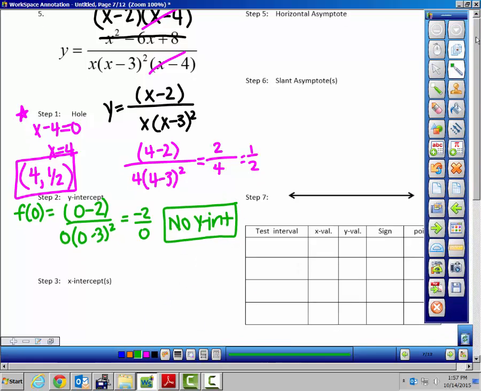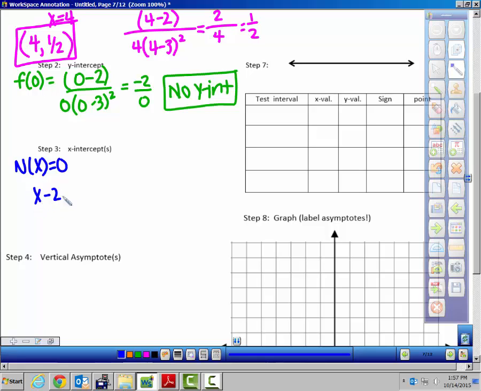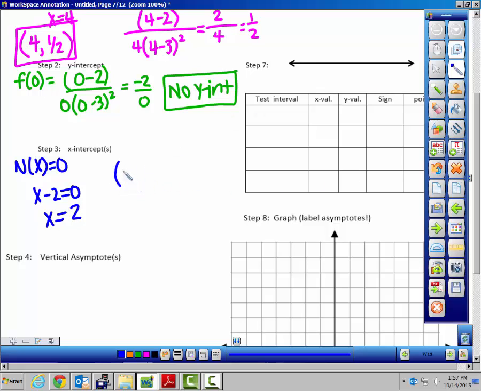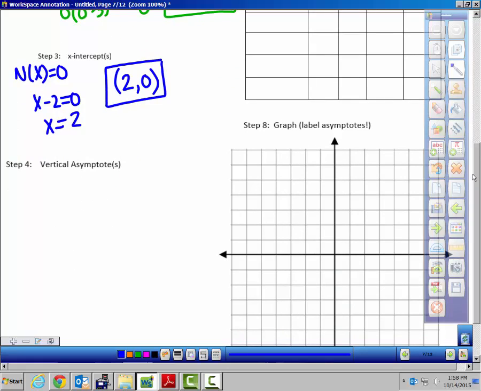And then to find your x-intercepts, we're going to set the numerator equal to 0. Again, make sure you're using the new equation. So x minus 2 is our numerator. So x equals 2 is our x-intercept. Do not give your intercepts, y or x, as an equation. This is an ordered pair. When y is, sorry, I wrote that wrong. When y is 0, x is 2. So that is the ordered pair for your x-intercept. And you can go ahead and plot that on your graph if you'd like, or you can wait and graph it all at the end. It's up to you.